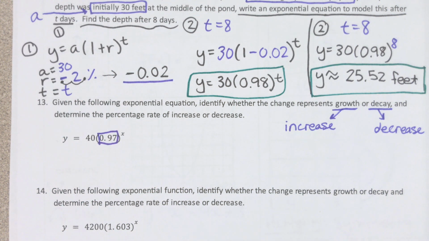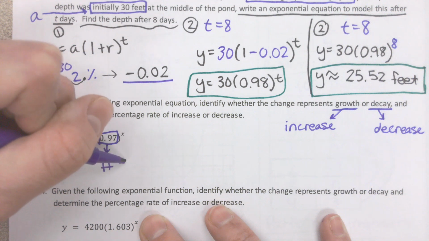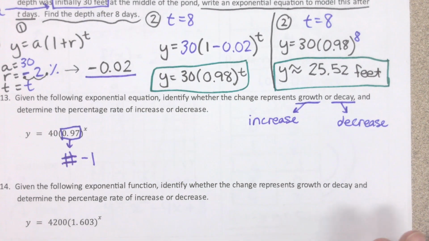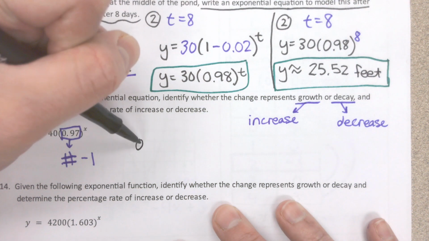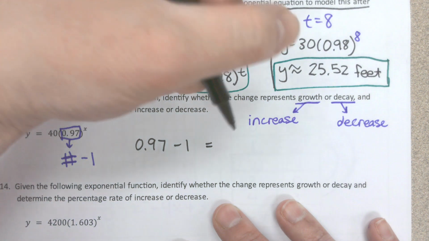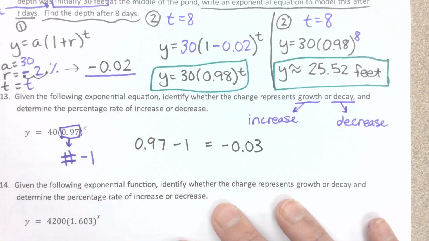I could go ahead and write this down now. That number is less than 1, so this is a decrease. But how we find the number is a very easy method. You take this number minus 1. So I'll do that. We have 0.97 minus 1. That is negative 0.03.